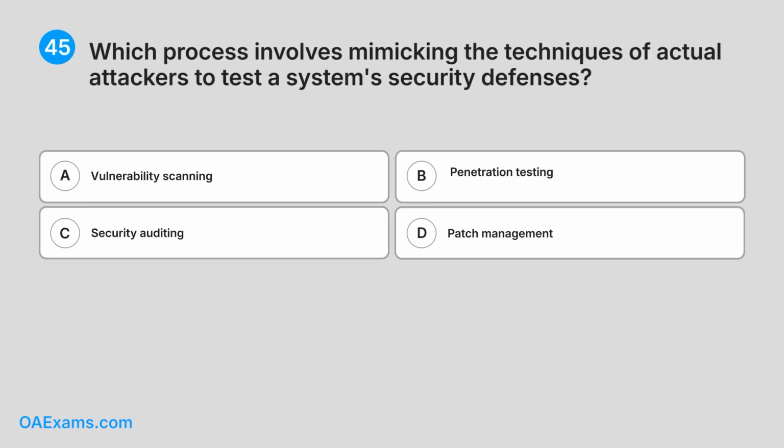45. Which process involves mimicking the techniques of actual attackers to test a system's security defenses? A. Vulnerability scanning, B. Penetration testing, C. Security auditing, D. Patch management. What do you think is the answer?